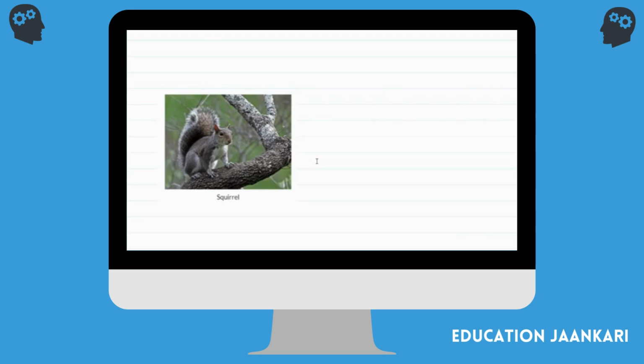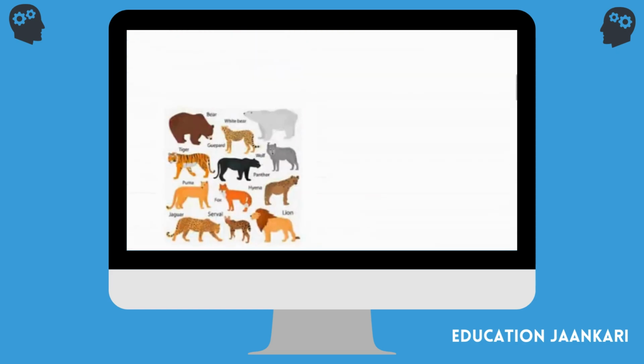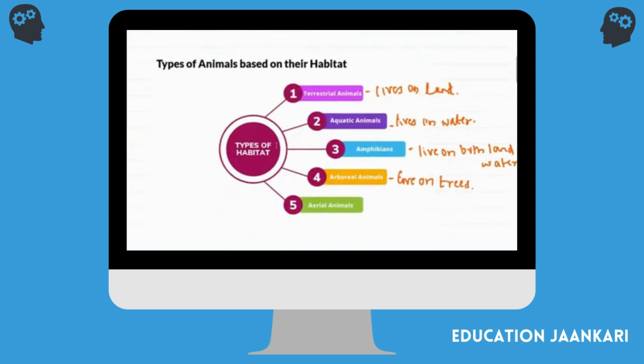So you have seen squirrels in trees, right? Yes, a lot. Exactly. It's an arboreal animal. Their habitat is trees, they stay on the trees. So that's why it is called an arboreal animal. Squirrels, monkeys, koala, sloth. Okay. Next, coming to the last one, tell me, what are the aerial animals?